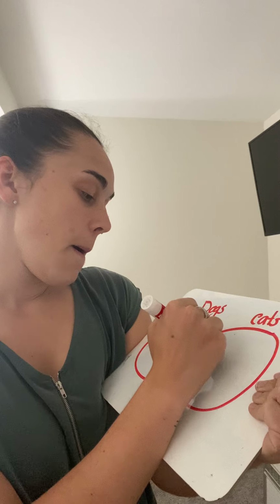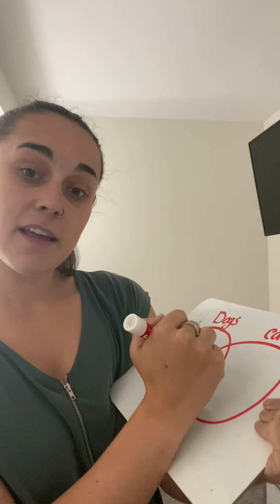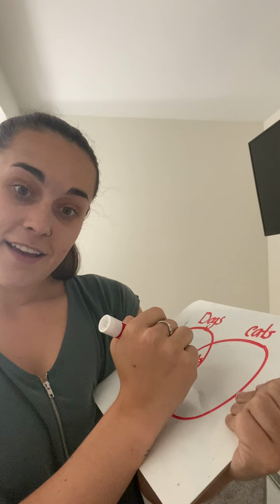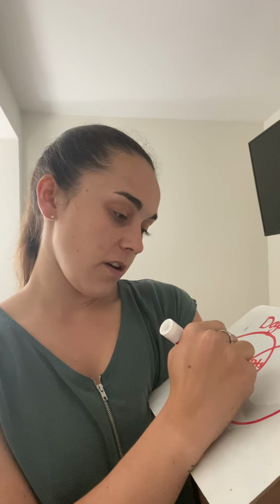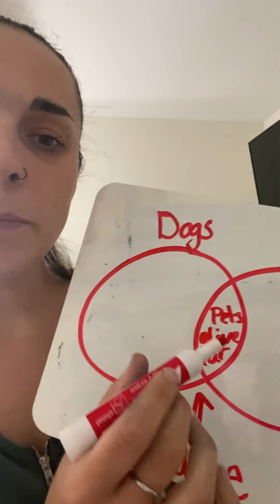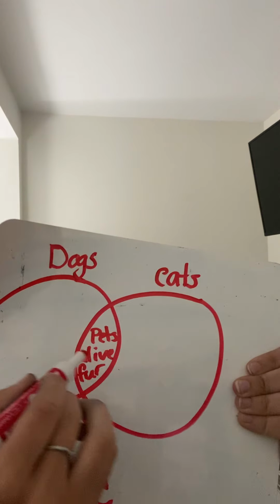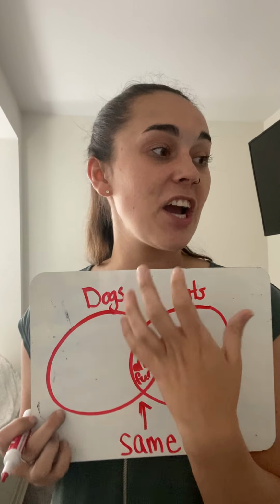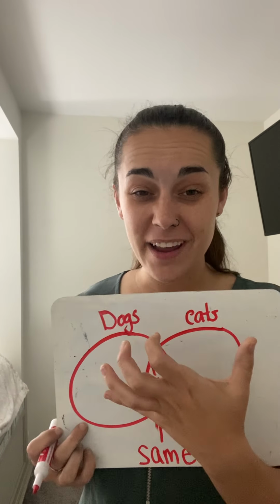They're both pets. Good. They're both alive, right? They both have fur. Good. We're going to stop right there. I put they're all pets, they're alive, and they have fur. Now, those are all the things that they have in common. They are the same. We're comparing them, okay?